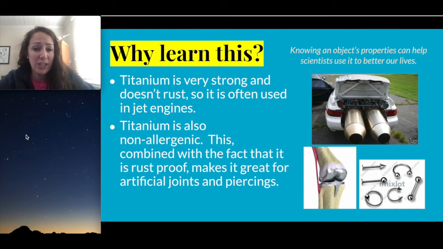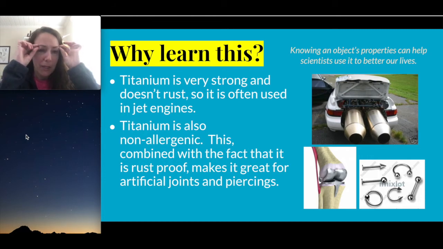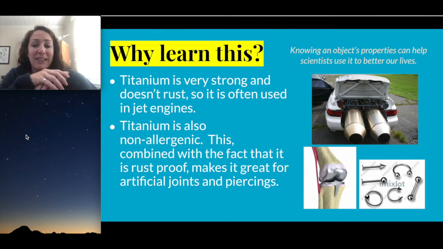Titanium is also non-allergenic. Because people aren't allergic to it, and because it's rust proof, not only is titanium good in jet engines, but it's fantastic to make artificial joints. Like if you've ever heard of a grandparent or a parent needing a knee replacement or a hip replacement, they might have used titanium because it's safe in a human's body. Or piercings, some people get piercings all over their body. Titanium is a safe metal because it won't rust and it won't react negatively with your body. So it's important to know the different physical properties of different metals so you know which one will work best in different situations.